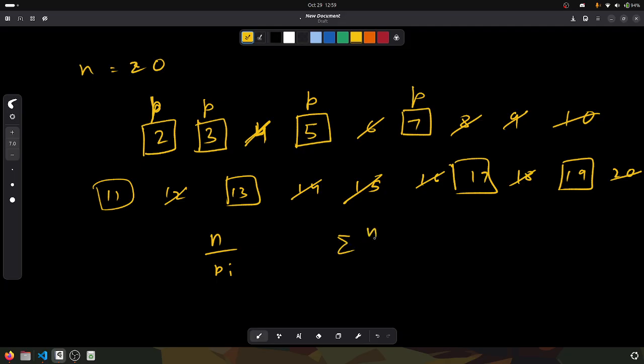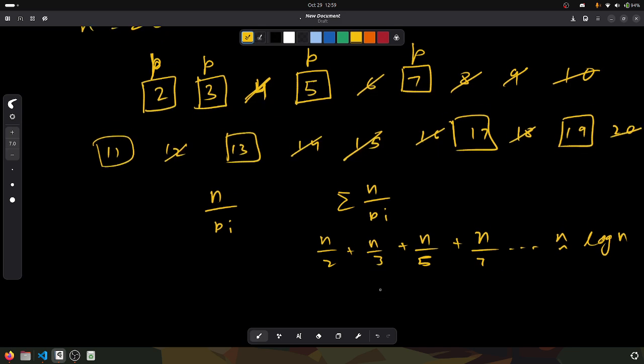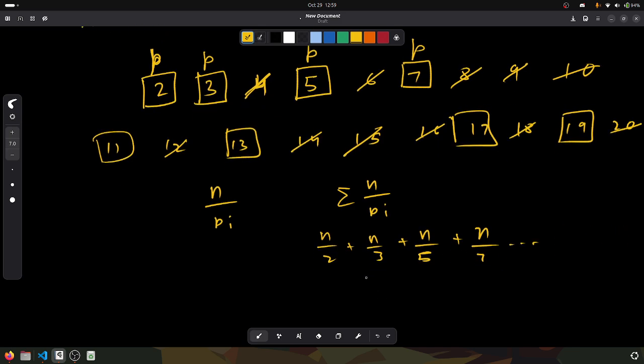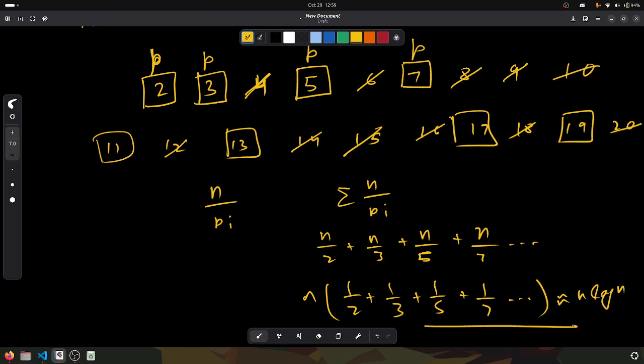the overall time complexity would be the sum of n over pi, which will be n by 2 plus n by 3 plus n by 5 plus n by 7 and so on. And this approximates to log n. Actually not this. Let me take n common and this will become 1 by 2 plus 1 by 3 plus 1 by 5 plus 1 by 7 and so on. And this approximates to n log n. So the time complexity of this algorithm will be n log n.